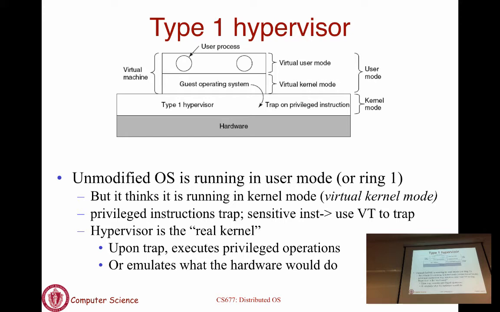You don't need a table. You don't need a table to do that. The trap handler can figure out who invoked it. So it's associated with a specific VM in this case.